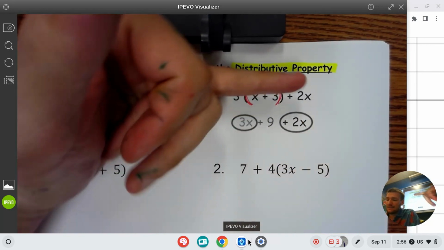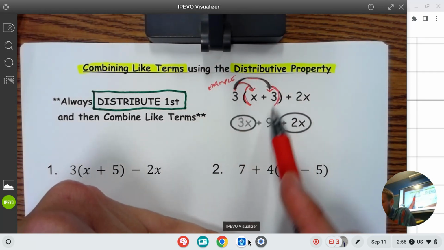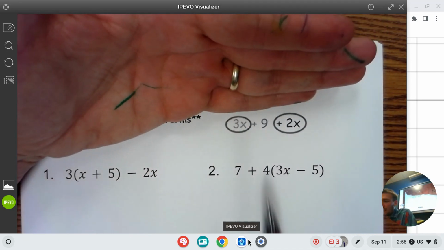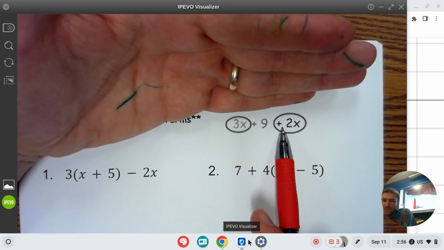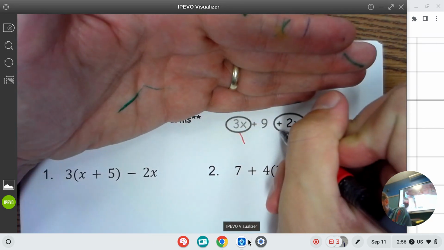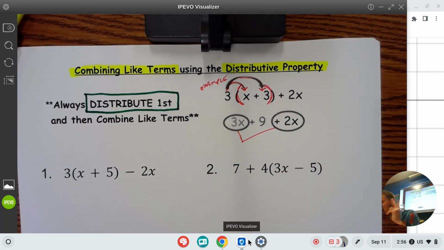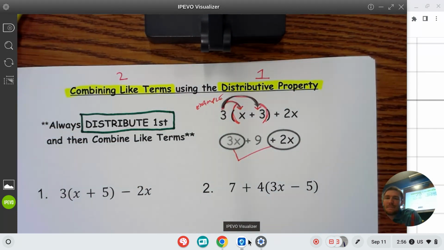Now, as we check out this example, we did the distributing. What's 3 times x? 3x. What's 3 times 3? 9. On this second line, we have 3 terms, and we've circled these terms because they are like terms, and we're going to need to combine them. So basically we have 2-step questions. Step 1 is distributing, and step 2 is combining like terms. Every single question you do for the entire day, you will distribute, and then you will combine like terms.